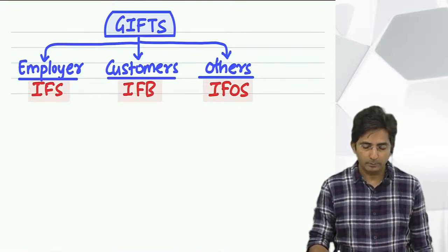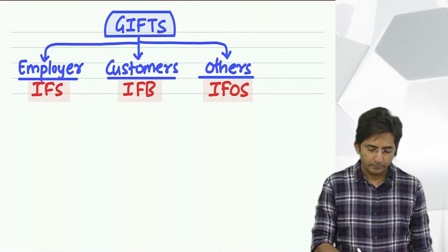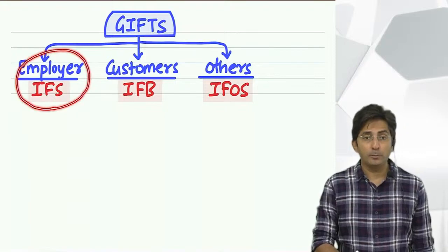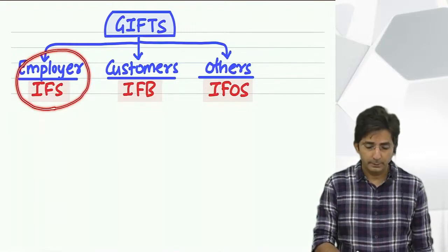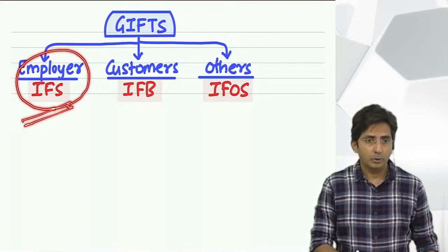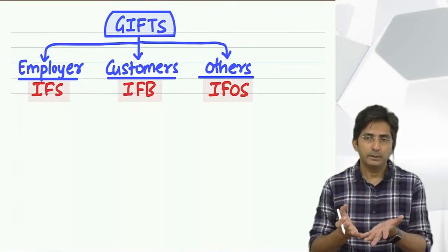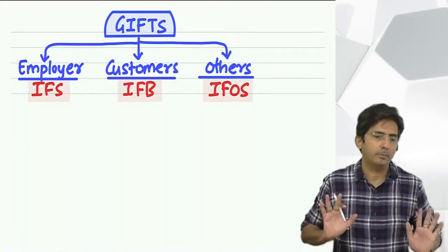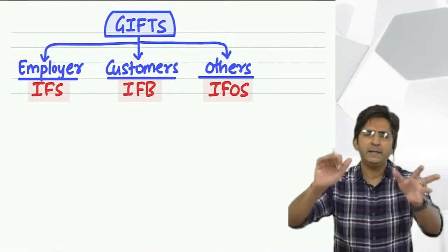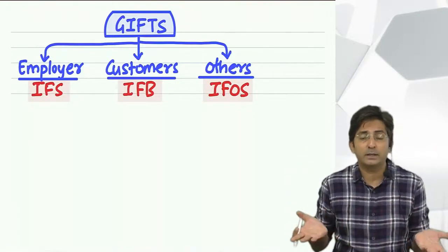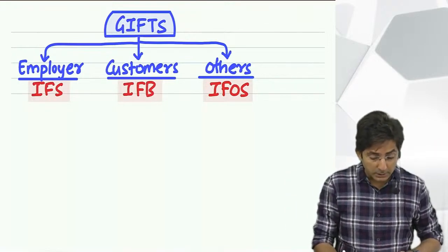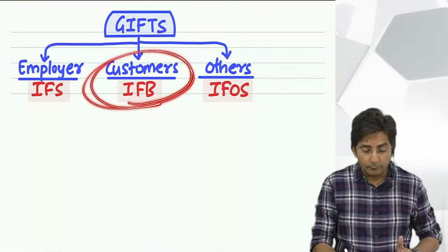Okay, look at this now. Look, gift, if you receive it from an employer, employer means your boss where you are doing the job, then it will be categorized as income from salary. Because whatever your boss gives you, it is because you are doing good service in the job. And because of your performance in the job, your boss getting happy, giving you anything, it's part and parcel of income from salary. Okay. And then, if you get a gift from your customers, then it is income from business.